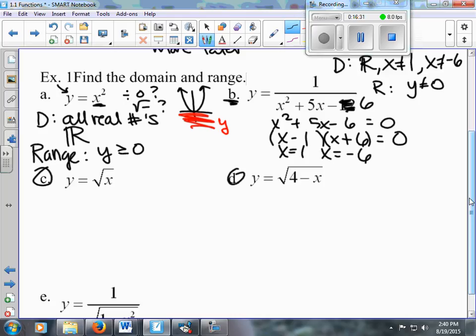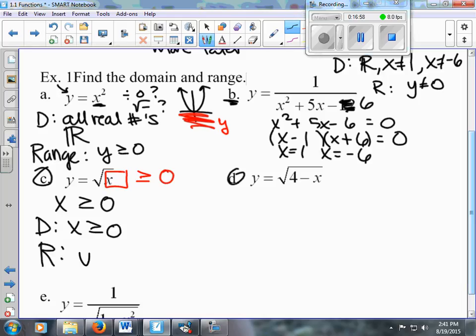All right, on C here, y equals square root of x. Now we're in rule number 2. X has to be greater than or equal to 0. Whatever you take the square root of, you make that greater than or equal to 0. That's how this works. And then you solve that for x if needed. It's not needed here. So the domain is x is greater than or equal to 0.